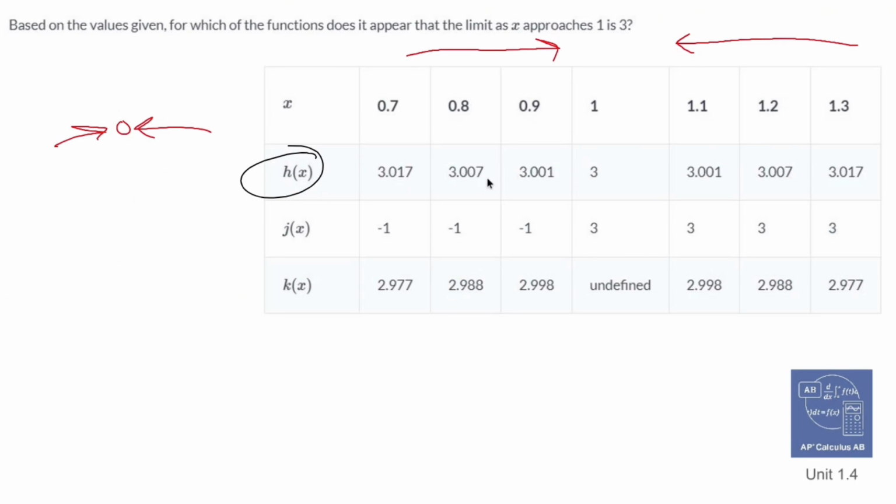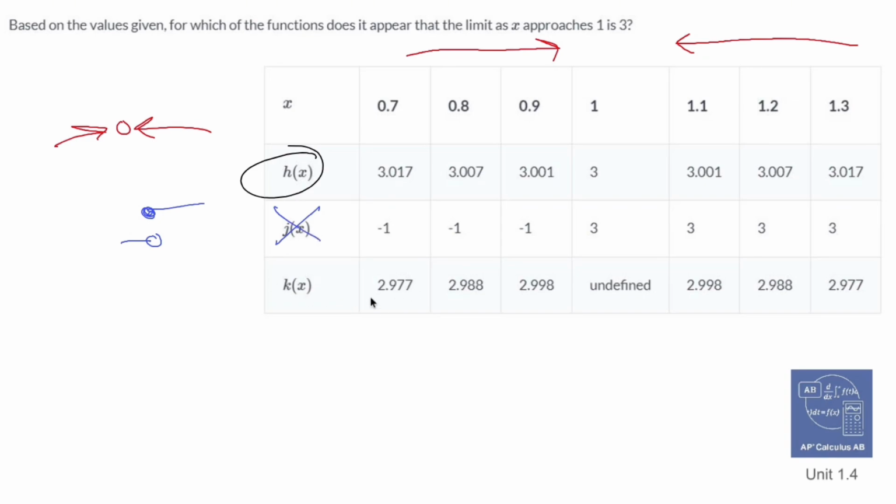Now let's take a look at j of x. J of x, you're at negative 1, negative 1, negative 1, 3, 3, 3, 3. So graphically what that looks like is you have something way down here and then something way up here, and those do not meet at the same spot. So j of x is a no-go.